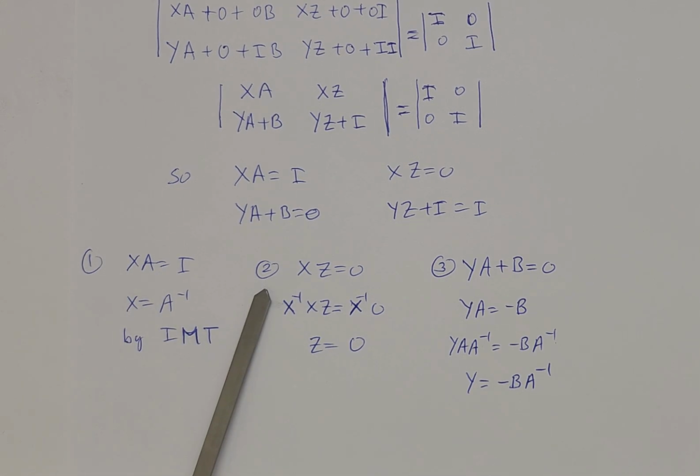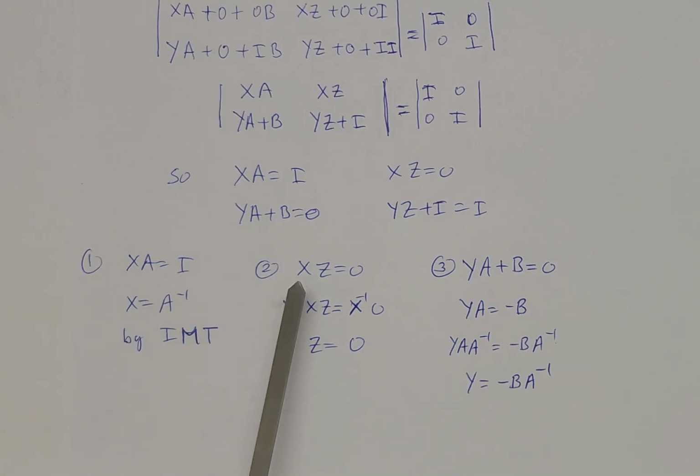Next, number 2, I have xz. Same thing. We can bring the x over, since we know there's an inverse for x, so we multiply the inverse of x on the left side to both sides. The x inverse and the x go away, I just have z, and then x inverse times 0 will just be 0, so z is 0.